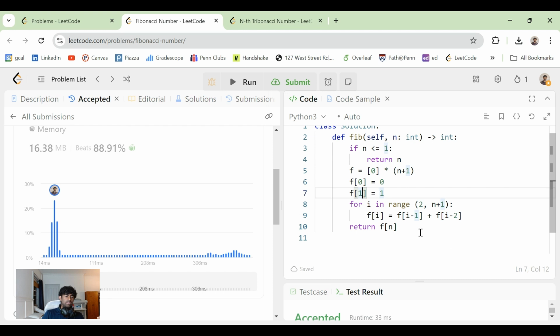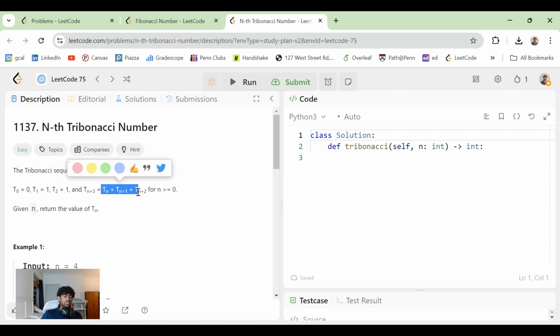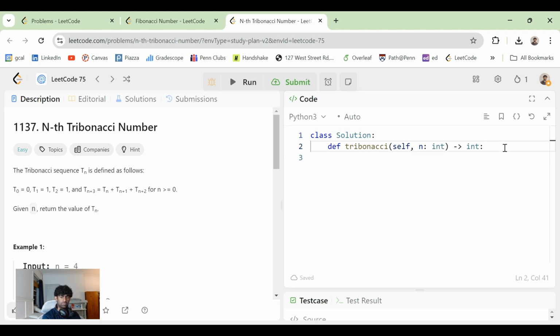Let's get to the nth Tribonacci number. Very similar problem, except now Tribonacci sequences use t of n, t of n plus 1, and t of n plus 2 to find t of n plus 3. Given n, return the value of t of n. Perfect. Similar concept. If n is less than or equal to 1, right? We can't say 2 in this case because t of 2 is equal to 1. Return n.